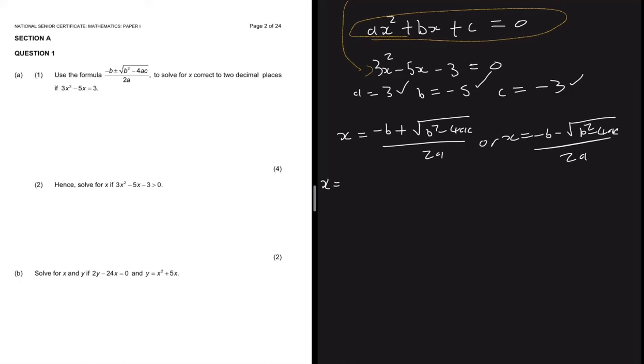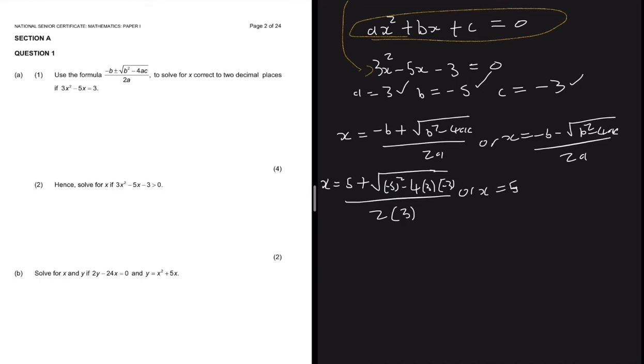So if I go ahead and do that, I get x equals minus b, minus minus 5, that's just going to be plus 5, right? Plus the square root of b squared, that's minus 5 squared, so we're going to get minus 5 squared there. And then minus 4, a is 3, and c is actually minus 3, so we're going to have minus 3 there. And then we divide everything by 2a. A is 3, we've already established that.